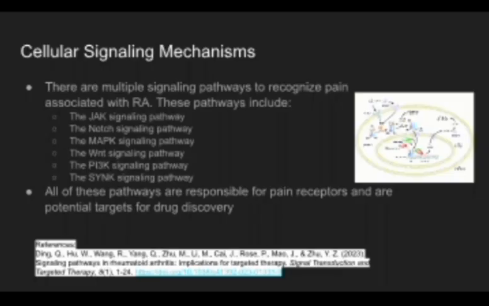There are multiple signaling pathways to recognize pain association with RA. These pathways include the JAK signaling pathway, the Notch signaling pathway, the MAPK signaling pathway, the WNT signaling pathway, the PI3K signaling pathway, and the SYNK signaling pathway. These pathways are responsible for pain receptors and are potential targets for drug discovery.